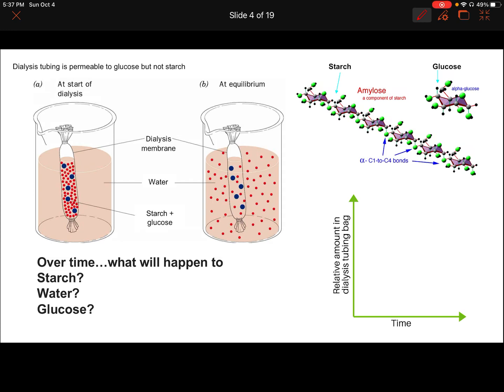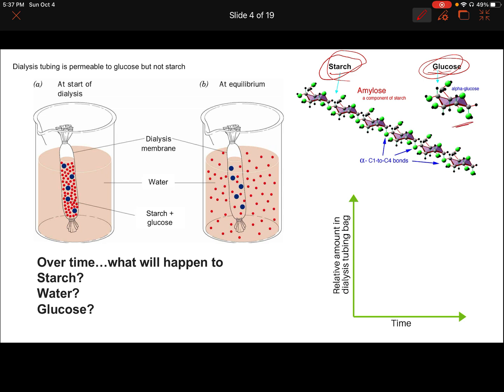All right, so here we have the lab that we've talked about a lot with the dialysis tubing, and this has a combination of starch and glucose in it, and then it's in a beaker of water. Now, over here, we have a pitcher of starch and a pitcher of glucose. You can see the difference in size.